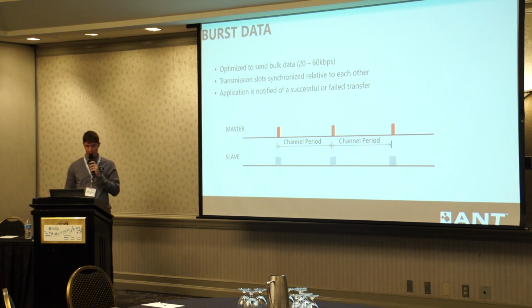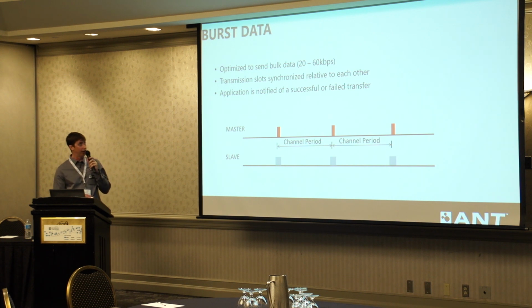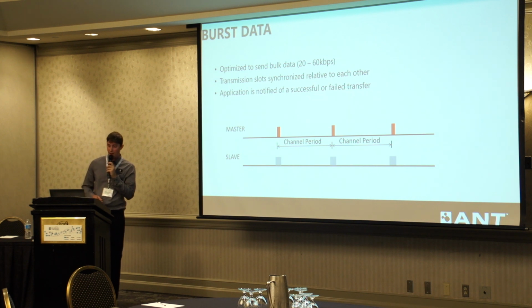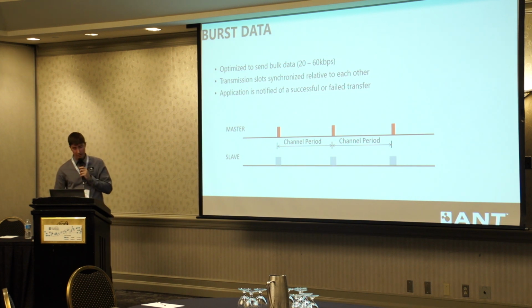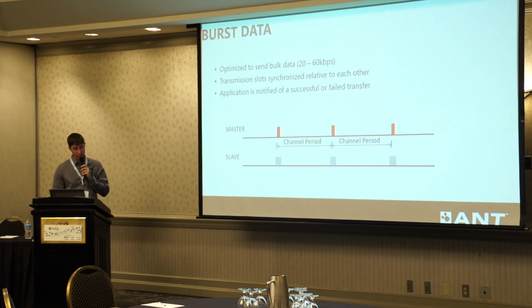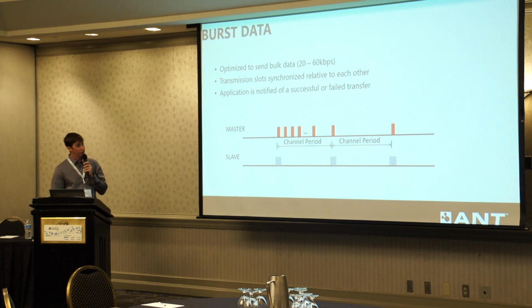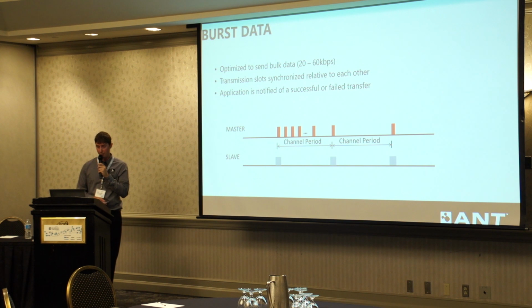Next, we have burst data. This is when you want to send data in bulk. You can get data rates anywhere from 20 to 60 kilobits per second, and we'll talk a little more about that later. This uses the most power, and how this works is that rather than transmitting at the specific channel period, the master channel is going to be sending data as fast as possible. It sends the packets synchronized to one another rather than at the specific channel period.